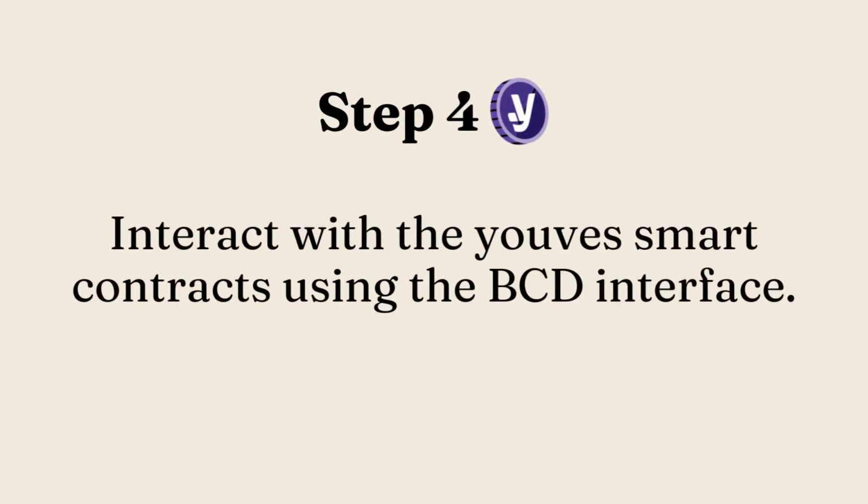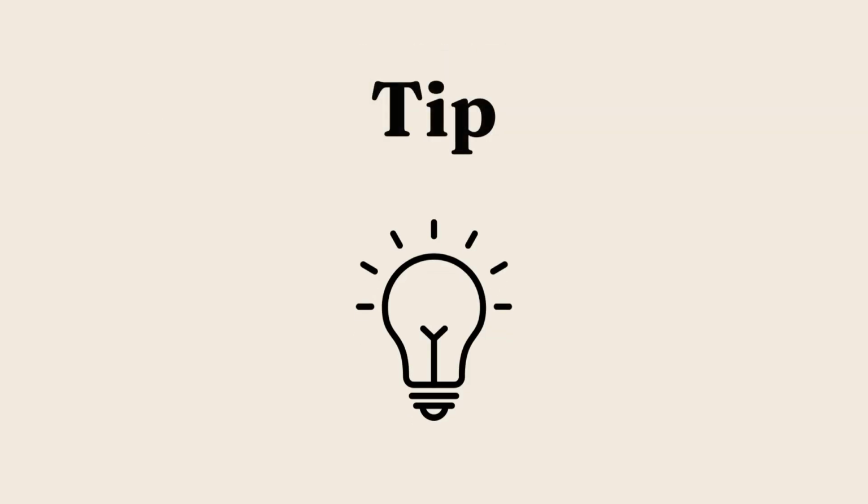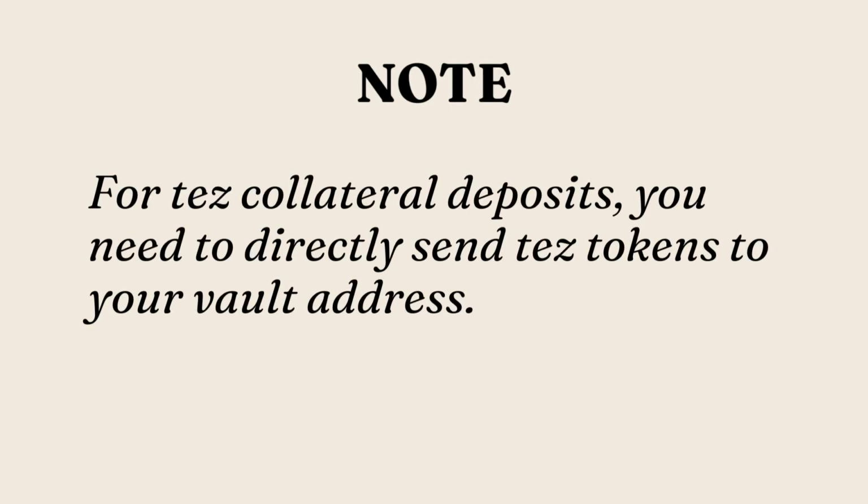Step 4. Interact with the youves smart contracts using the BCD interface. Note: on a smart contract level, all youves tracker tokens have 12 decimals, and existing collateral types on youves have the following decimals. Tip: ensure that you have a collateral amount deposited in your youves vault that will be sufficient for the desired mint value. For Tez collateral deposits, you need to directly send Tezos tokens to your vault address.